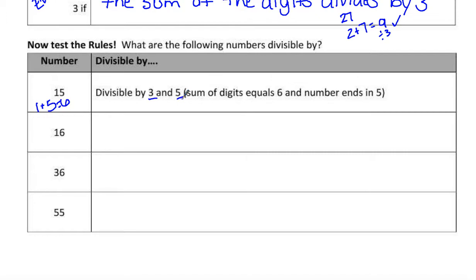Now, I don't automatically always jump to the 3s. I would have seen that it ended in 5 and said, okay, it ends in 5, it's divisible by 5. 3 is always my last resort. 16, is it even? 16 is even. So I can automatically divide by 2. But you could also use the big brother of 2 because 16 divides also by 4. So you can also divide it by 4.